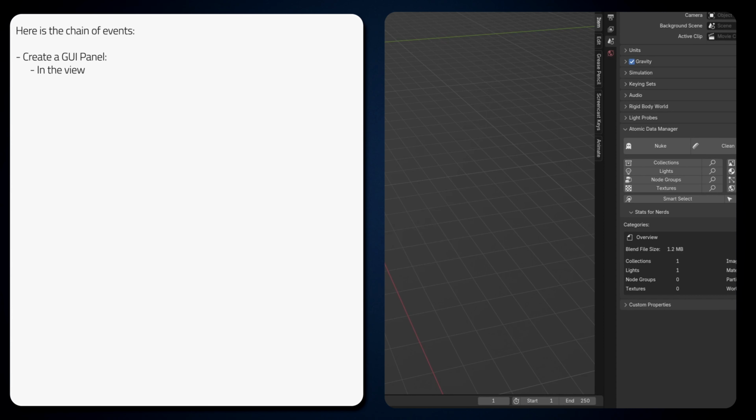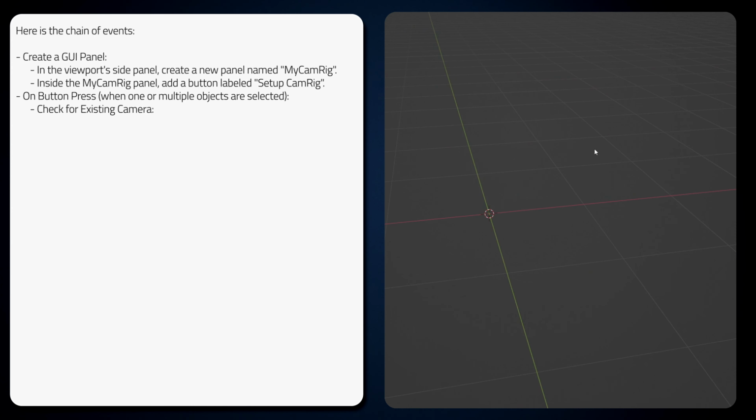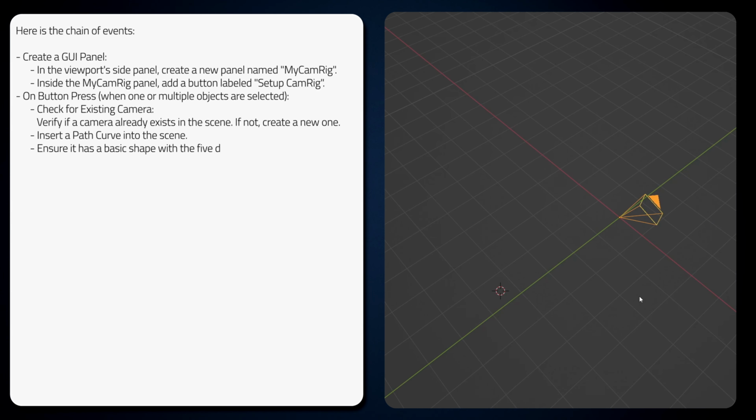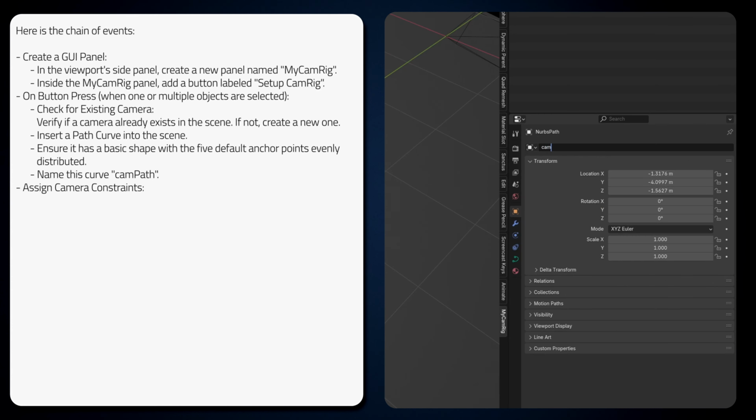In the viewport side panel, create a new panel named My Cam Rig. Inside the My Cam Rig panel, add a button labeled Setup Cam Rig. On button press when one or multiple objects are selected, check for existing camera. Verify if a camera already exists in the scene. If not, create a new one. Insert a path curve into the scene. Ensure it has a basic shape with the 5 default anchor points evenly distributed. Name this curve Cam Path.